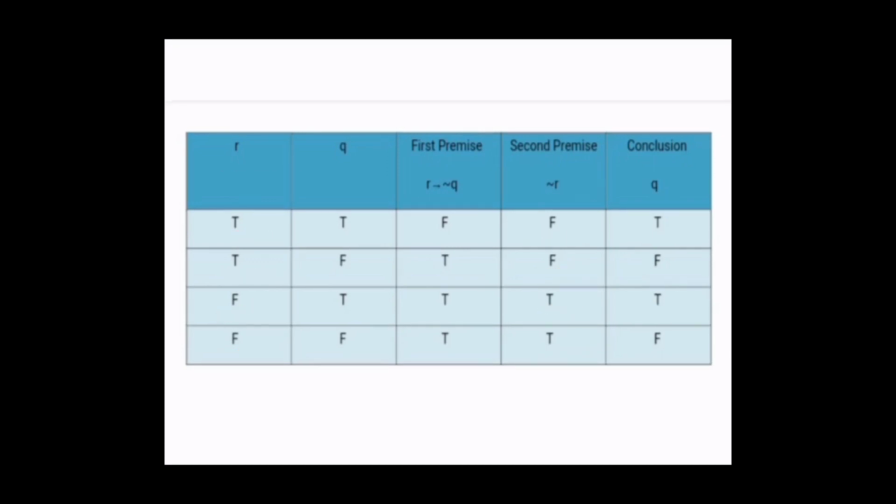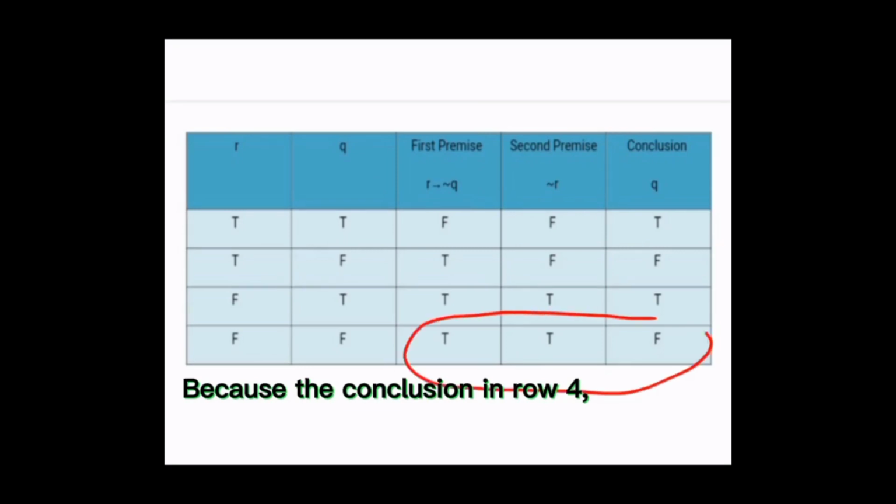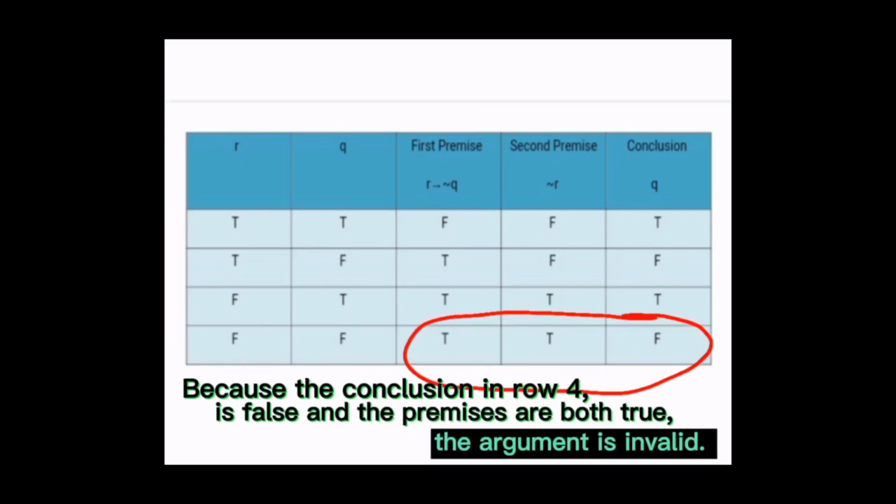For the conclusion, we also have Q. Since we only have Q, just copy the Q in the table. True, false, true, false. And we're done. Because the conclusion in row 4 is false and the premises are both true, the argument is invalid.